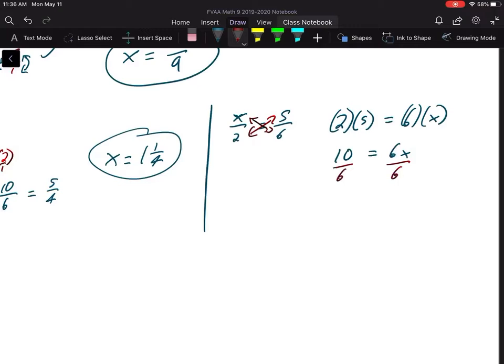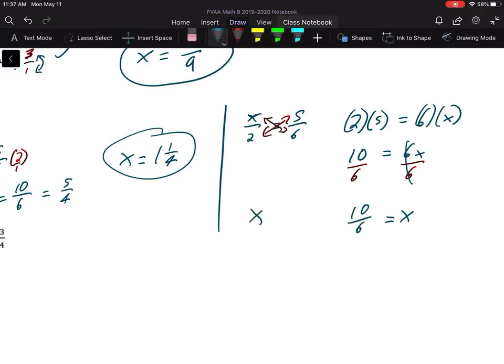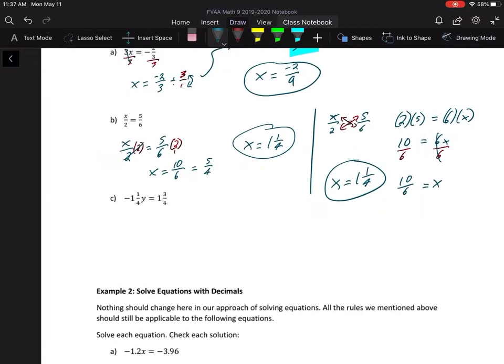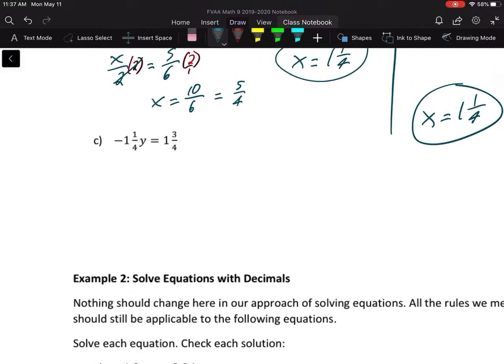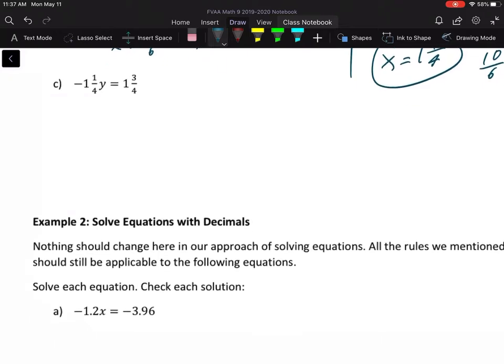And I do this by the opposite operation of 6 times x, so I divide both sides by 6. That's going to cancel out my 6's because 6 divided by 6 is equal to 1, and 1 times x is equal to x. And then 10 over 6, which I already saw reduces to 1 1/4. Same thing. Last example. Rewatch it if I'm going too fast, okay?